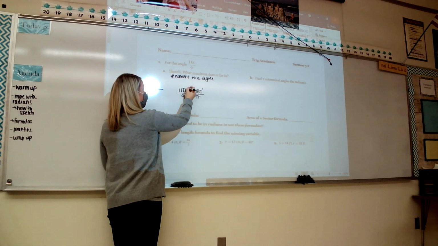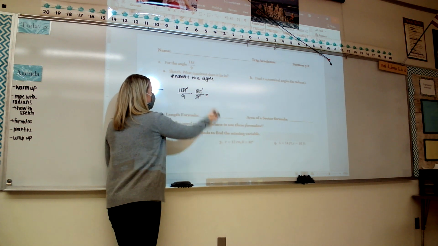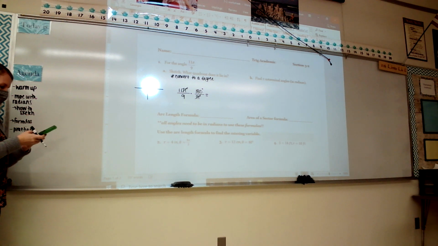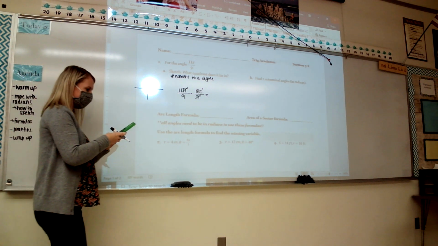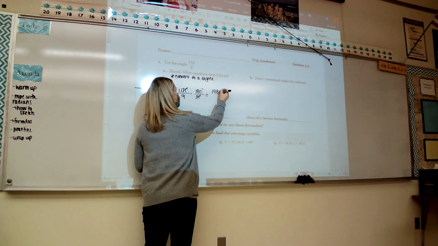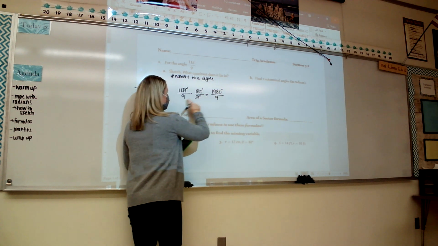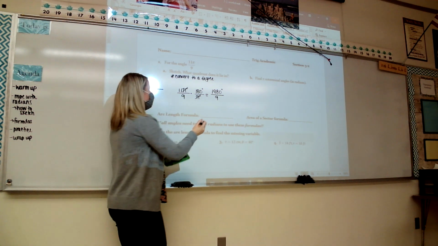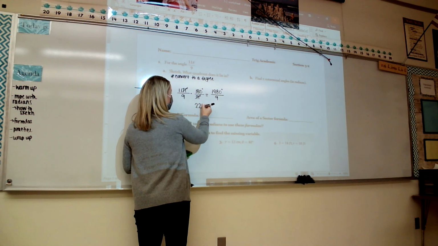What's happening here is the pi's are going to cancel. We're just going to multiply across. I'm going to grab my calculator to do so. So we have 11 times 180, which is 1980, over 9, because 9 was all that was on the bottom. Then I'm just going to divide that out. 220 degrees. There you go.